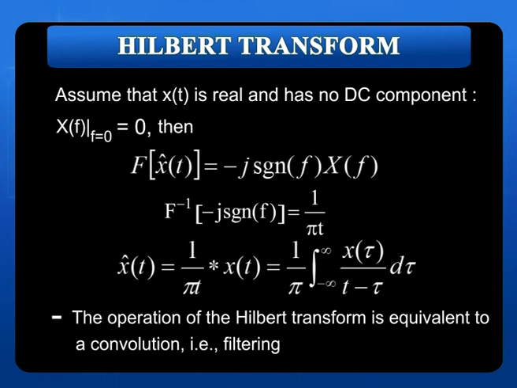It says that x of t is real, of course, and has no DC component, that is X of f at f equal to 0 is equal to 0. Then the Fourier transform of the Hilbert function is equal to minus j signum of f times X of f. We know that the inverse Fourier transform of minus j signum of f is 1 by pi t. Therefore, x cap of t can be calculated as a convolution of 1 by pi t and x of t, that is 1 by pi times the integral from minus infinity to plus infinity of x of tau over t minus tau d tau. The operation of the Hilbert transform is equivalent to convolution, that is filtering.